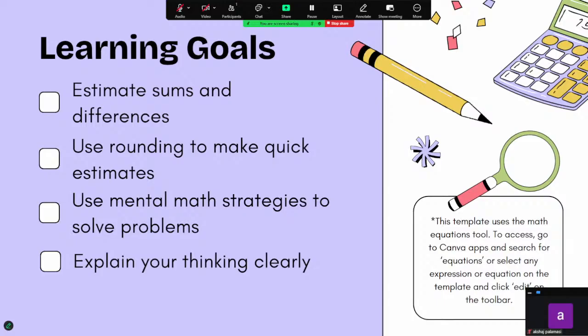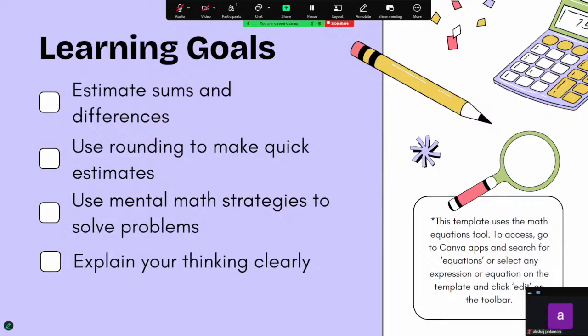Another goal is to use mental math strategies to solve problems. Mental math is when you do math inside your head. You won't use paper and pencil. You're not writing anything down. You have to do it all in your head. And we can use these mental math strategies to solve problems quickly.